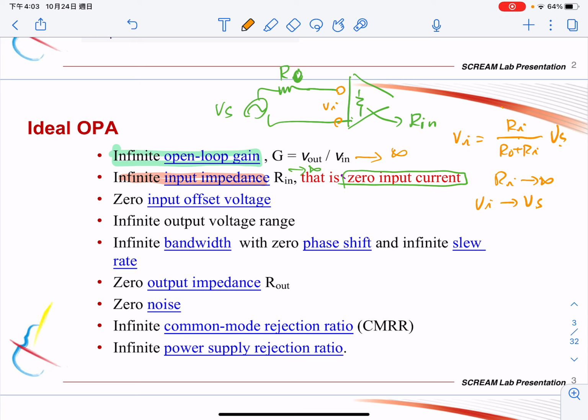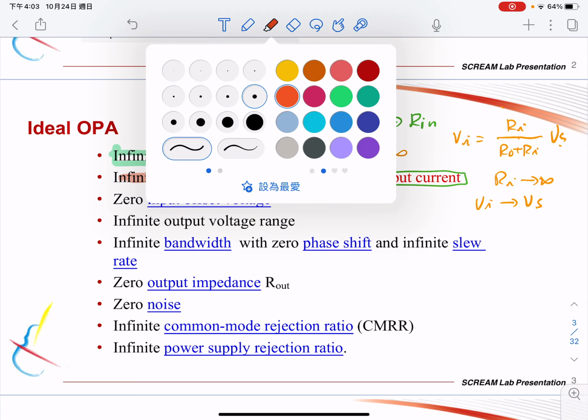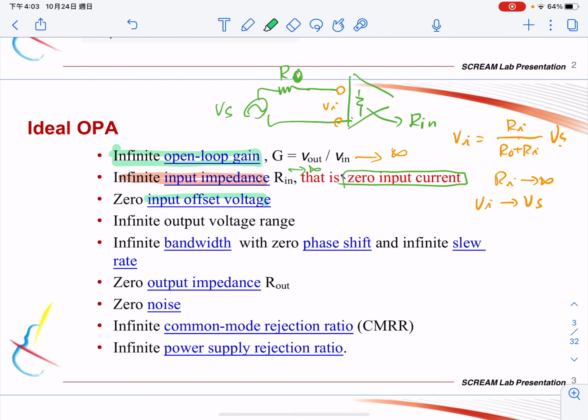And of course, this is very important: the zero input offset voltage. I just explained, if the input Vs is equal to 0, we want Vi also equal to 0.